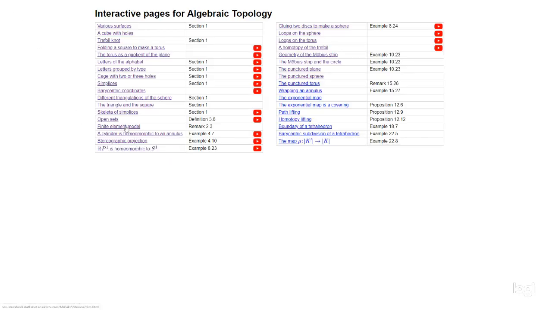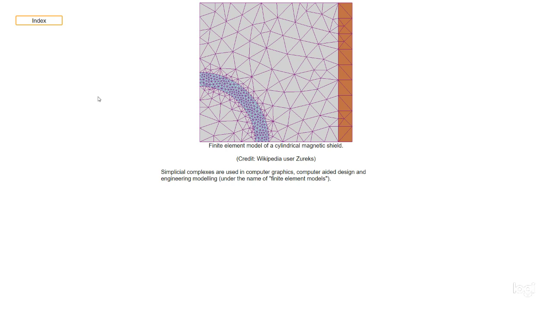One other thing I'm going to mention: this is not just pure mathematics. This whole idea of decomposing spaces into triangles and tetrahedra and edges is computationally very useful for solving partial differential equations in science and engineering. Here's a little example of that. The phrase typically used in engineering is finite element models. Here we've got a finite element model of a cylindrical magnetic shield, and you would use this kind of decomposition to calculate the magnetic field equations and understand what's going on in this machine.